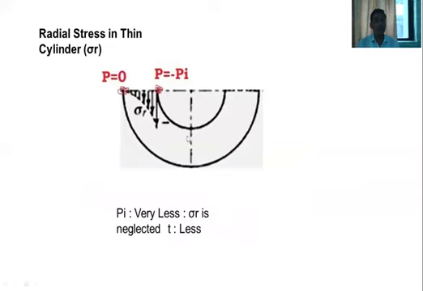Next, the radial stress in a thin cylinder. As the internal pressure is acting, the external pressure at the outside boundary becomes 0. So along the radial direction the internal pressure value is very less, so the radial stress value is also going to be less. So the radial stress is neglected in the case of a thin cylinder.